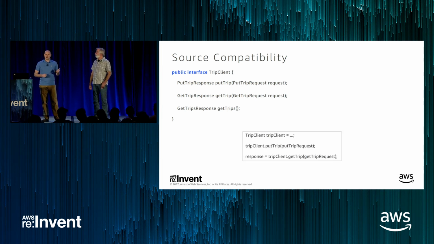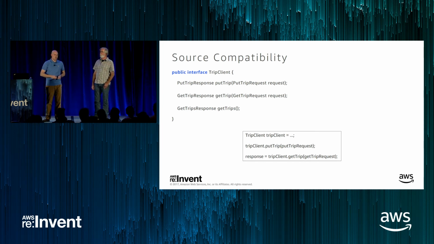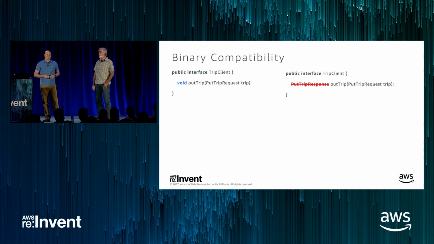So who thinks this code is going to compile when we make this change? OK, this code actually will compile. And that is what we call source compatible. So at compile time, the fact that there's no return type or that there is a return type doesn't matter at the source level. However, there's a different type of compatibility that you need to be aware of, and that is what we call binary compatibility.